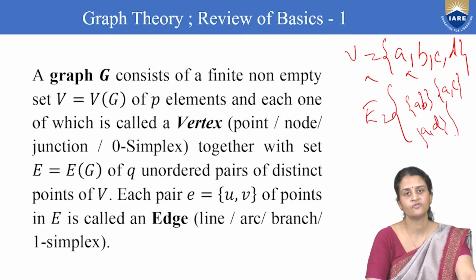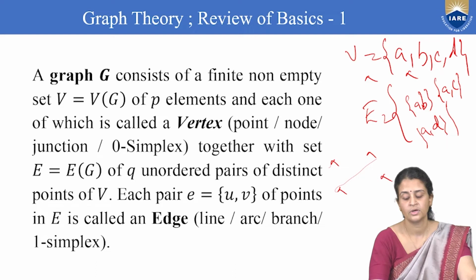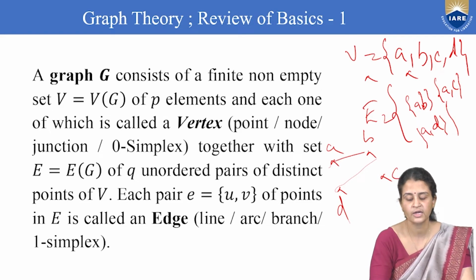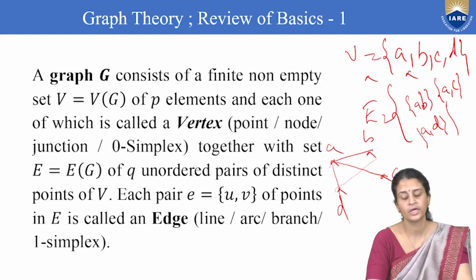then how will the graph be? We have to plot these points A, B, C, D. And they are unordered pairs, so we can draw AB, AC and AD. This is how the graph will be. Here P is equal to 4 and Q equal to 3.